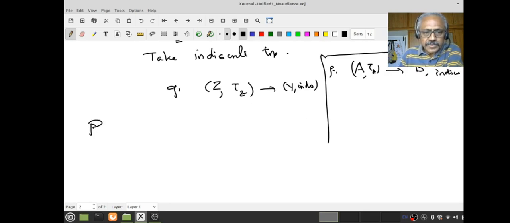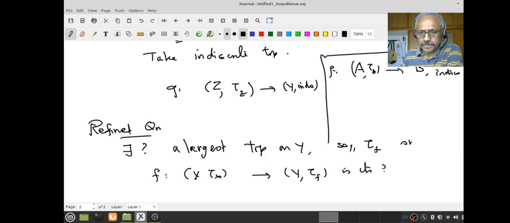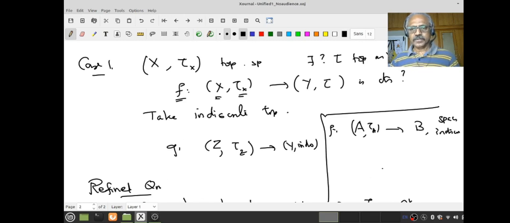You should refine the question. Okay, refine the question. Does there exist a largest topology on Y, say tau F, so that F from (X, tau X) to (Y, tau F) is continuous? Think about it: because the indiscrete topology is smaller, I should ask for as many open sets as possible. I want many more open sets in Y so that F still becomes continuous.